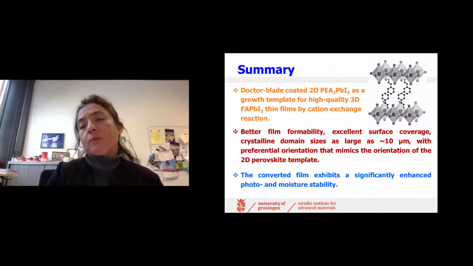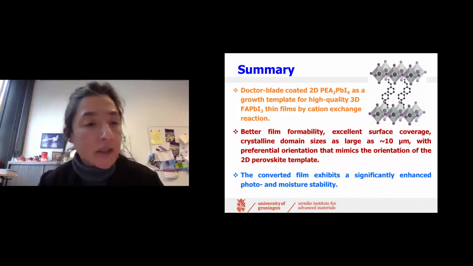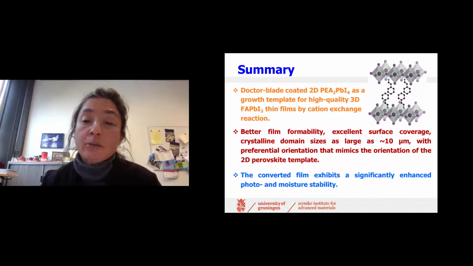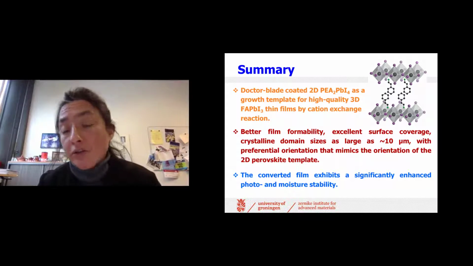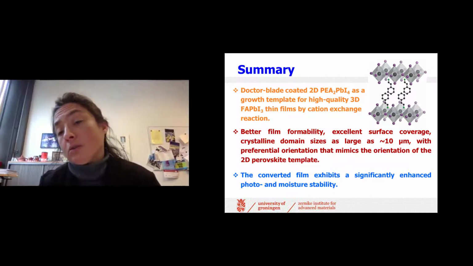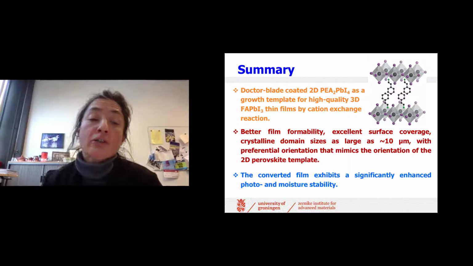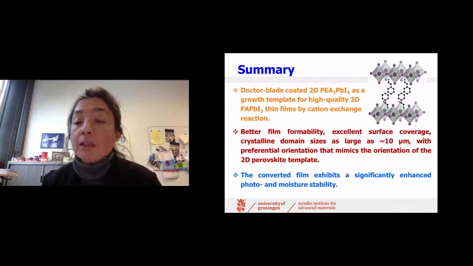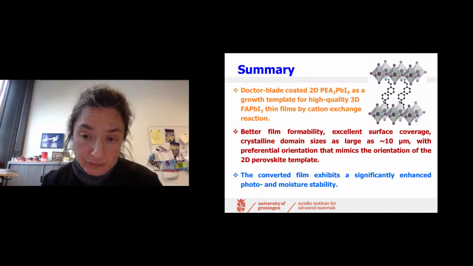So before I summarize this part, I showed you that you can use doctor blading to deposit a two-dimensional perovskite. In particular, in this case, I showed you phenethylammonium lead iodide, PEA2PbI4. And you can use this two-dimensional system as a template, not only to obtain the three-dimensional formamidinium lead triiodide, but also to obtain a very well-oriented sample that also displays much higher stability to ambient conditions.